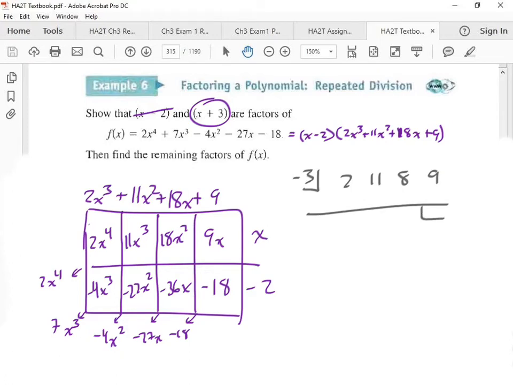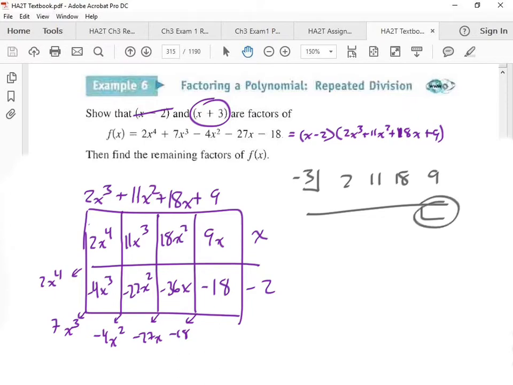You're going to put negative 3. That's right, because it says plus 3, so the 0 would be negative 3. And notice I use 2, 11, 18, and 9. That's from this: 2, 11, 18 and 9. So now I start going.